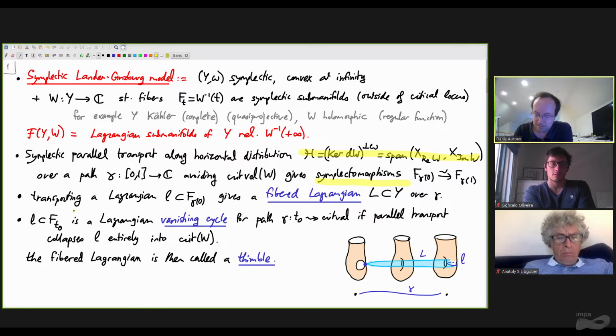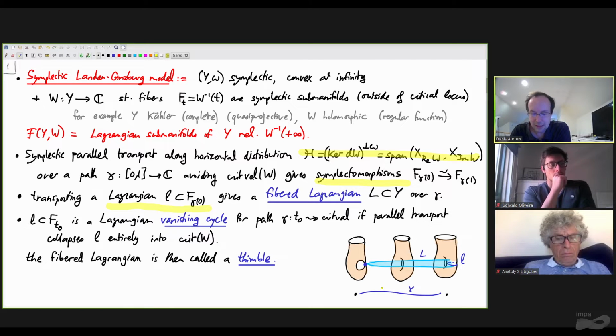But excluding these bad scenarios, if I transport a Lagrangian submanifold inside a smooth fiber over a path, I will get a fibered Lagrangian submanifold in the total space that projects to this path. And in fact, every fibered Lagrangian is of this form.